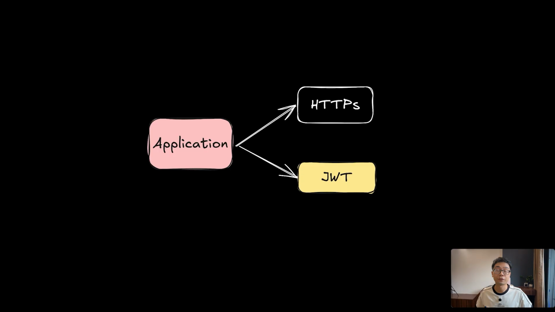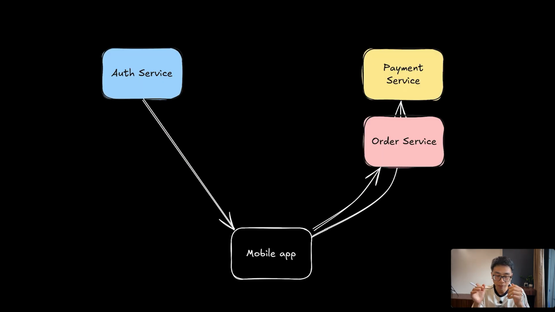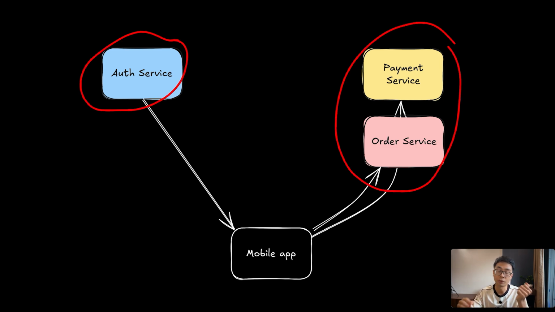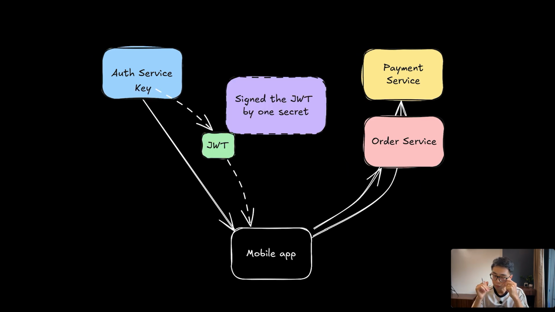Going next, we have JWT, which is quite a common technique when we create a token for a user. First off, imagine a microservice architecture with an auth service and another service doing the business stuff. When the user logs into our system, the auth service will create the JWT by signing the data using one secret, which is the key over here.